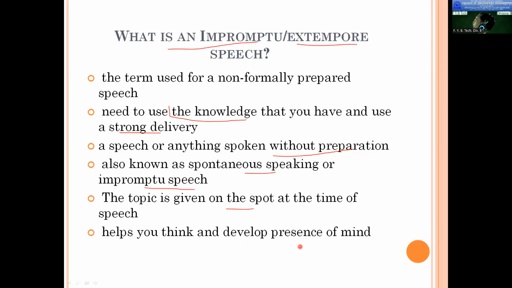But here, how much can you people deliver? What is your presence of mind? Those are the things they have to check. Very important, presence of mind. महत्वाचं आहे की तुमचा presence of mind. दिलेल्या सिच्युएशनला किंवा दिलेल्या टॉपिक मध्ये तुम्ही कसं तुमचे मत सादर करू शकता. That has to be checked.